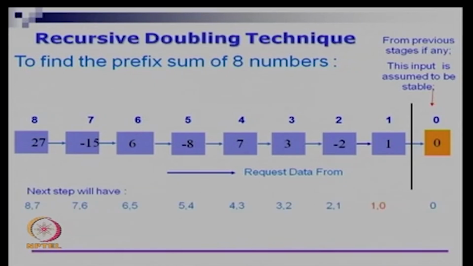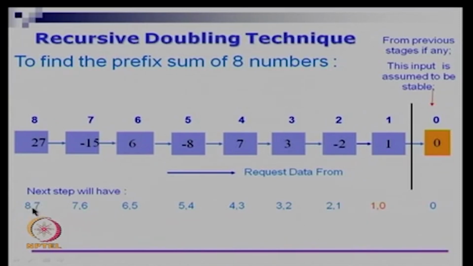Once the first round is over, at the first round A of 8 would have asked for A of 7, which is minus 15. Let us assume that at the end of that round 27 is added to minus 15 and that result is stored back in A of 8. Similarly minus 15 is added to 6, the result is minus 9, let us say that is stored in 7. Then 6 and minus 8, if you add up it is minus 2, let us say that is stored here and so on.